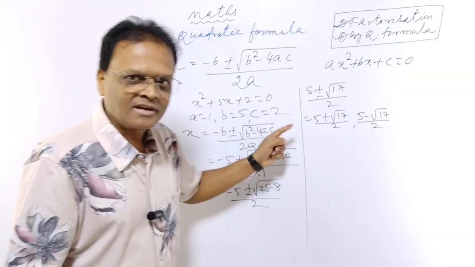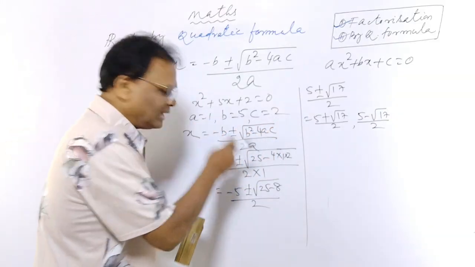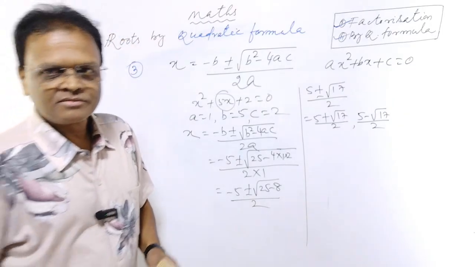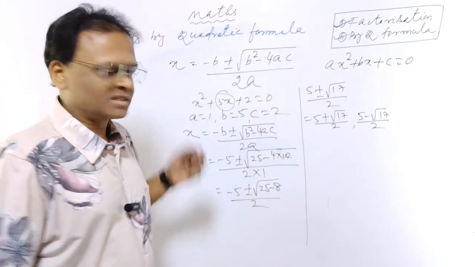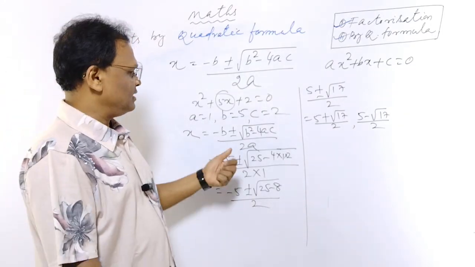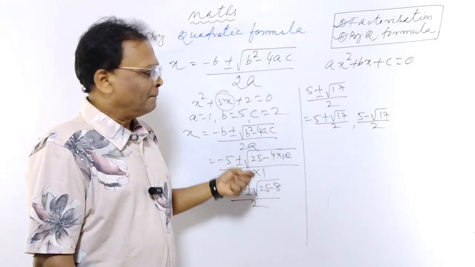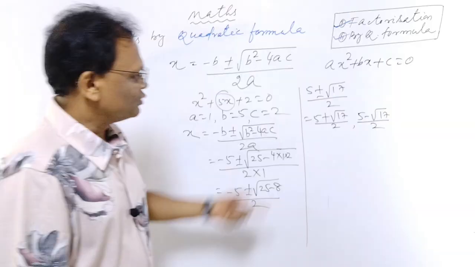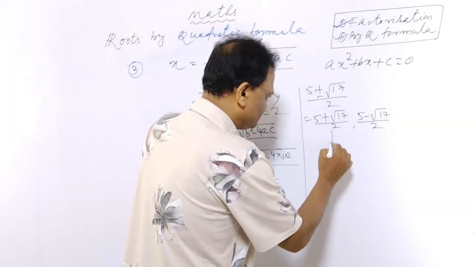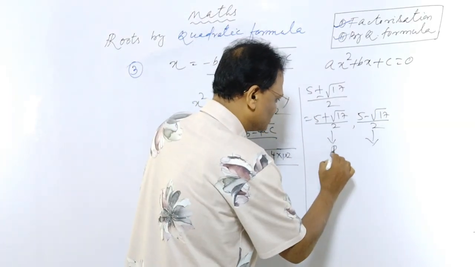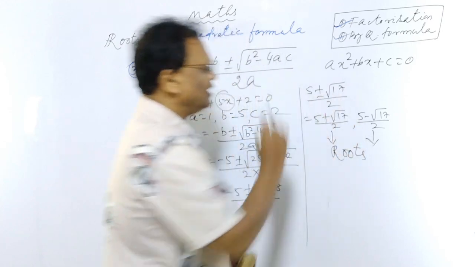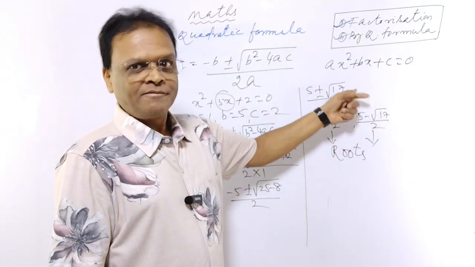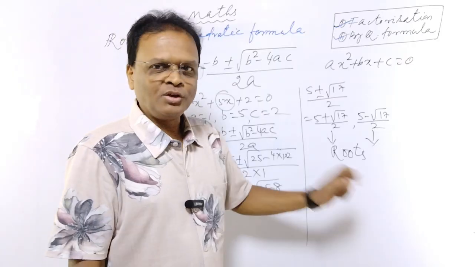I hope you understand. Why did I use this formula? Because this middle term I can't split as per my requirement. So therefore, I use this quadratic formula. By quadratic formula method, you can find any equation's roots. So what are my roots? These two are my roots. So this is how to find the roots of the quadratic equation by using the quadratic formula. I think you got it.